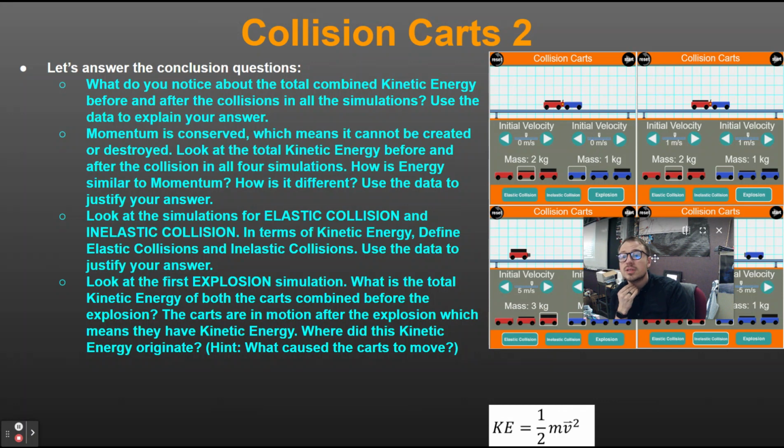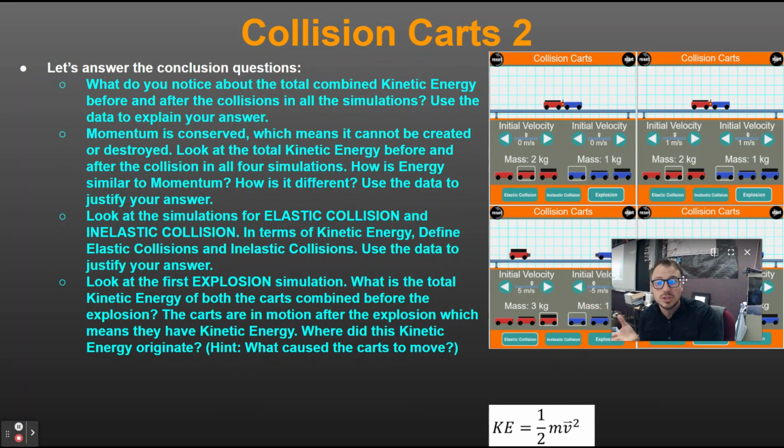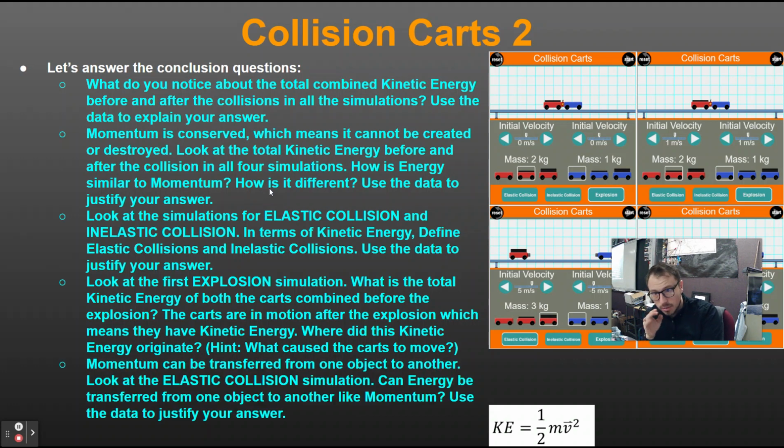What about the carts? The carts are in motion after the explosion, which means they have kinetic energy. Where did this kinetic energy originate? I'll give you a hint: what caused the carts to move? That explosion. The explosion caused it. I started with zero kinetic energy. There was an explosion, and I do have kinetic energy after the collision. So momentum can be transferred from one object to another.